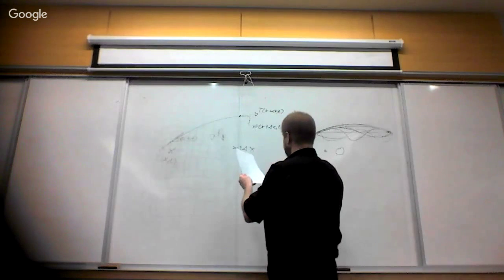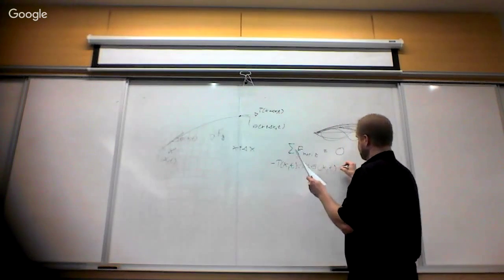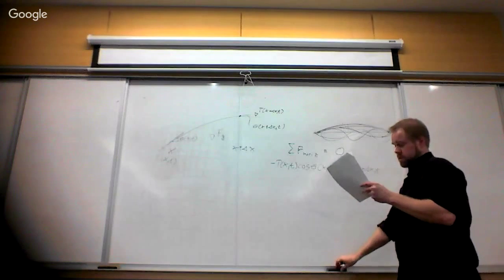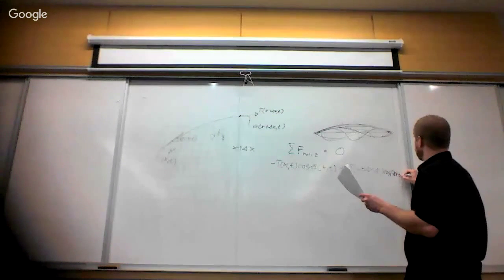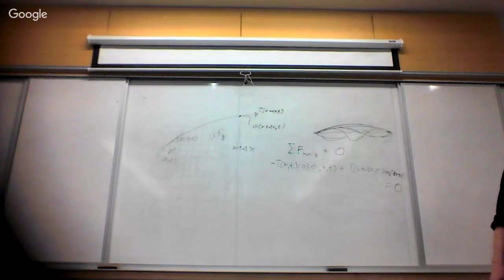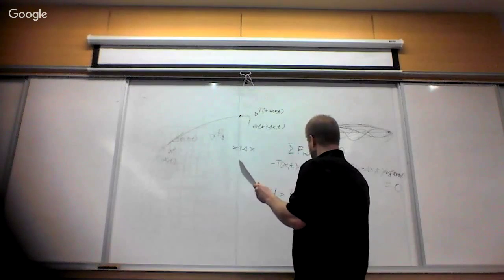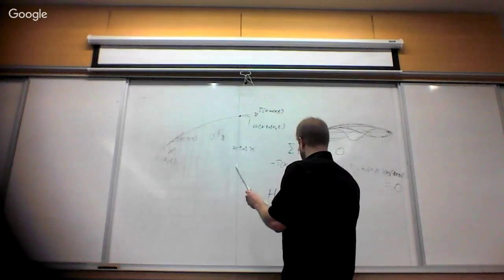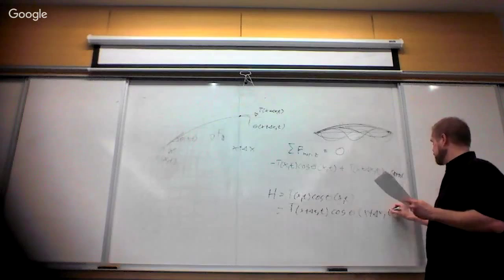Okay, so what that means is using this geometry here, I have negative T(x) cosine theta(x) because it points towards the left, plus T(x plus delta x) cosine theta(x plus delta x). And that must equal zero. Okay, so for simplicity, let's define the variable H, which is equal to either one of those groups.